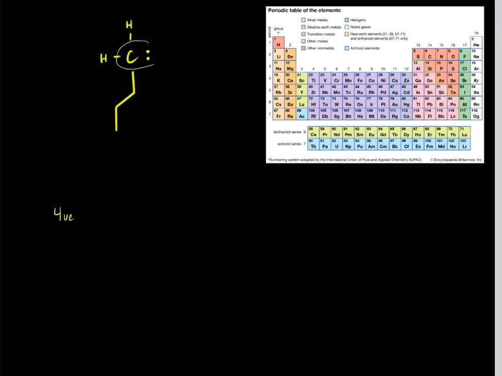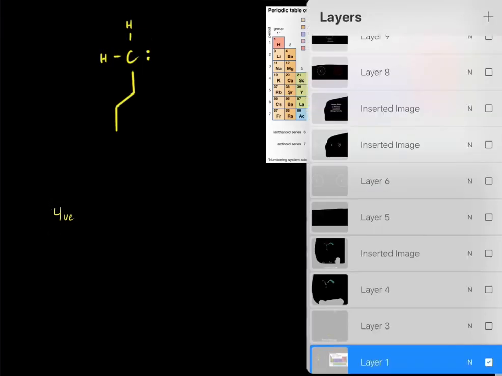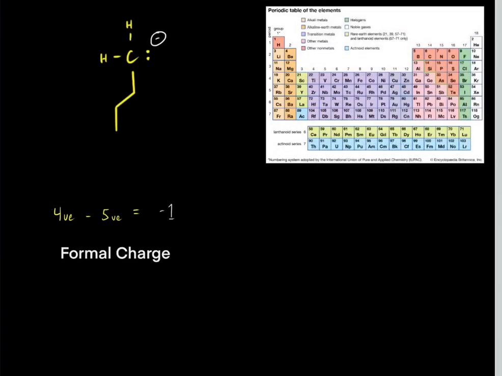So let's analyze this carbon. We can see, based on the periodic table, that carbon is supposed to have 4 electrons. And we know that based on the location of carbon in the periodic table. So we know carbon is supposed to have 4 valence electrons. However, if we count the number of valence electrons on this carbon, we would count 1, 2, 3, 4, 5. So this carbon has 5 valence electrons.